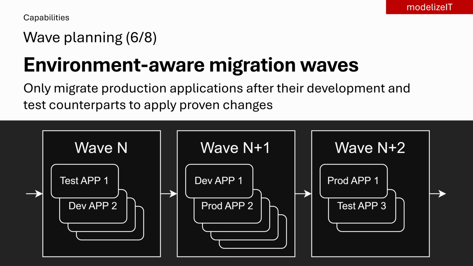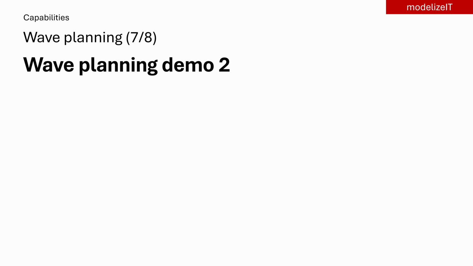modelizeIT wave planning can also arrange application environment dependencies where, for example, production applications should only be migrated after their development and test counterparts. That allows teams to validate the migration approach in lower risk environments first, uncover issues earlier, and bring proven changes into production with greater confidence and less risk of disruption. We'll now show you a demo of implementing migration wave dependencies.